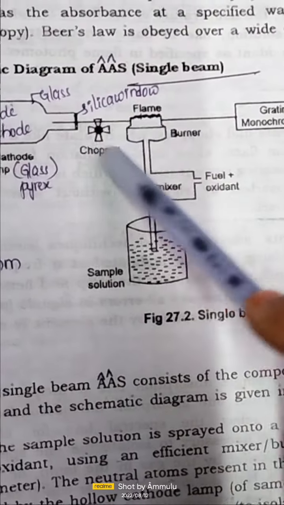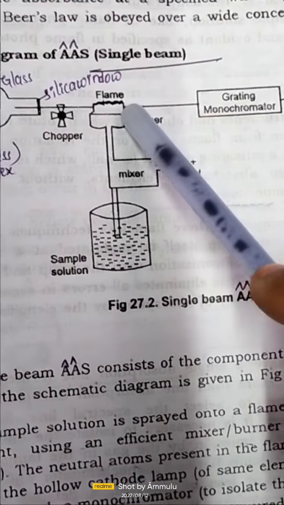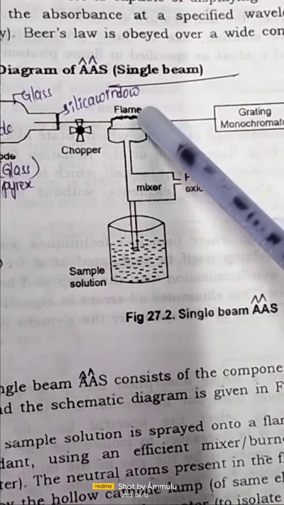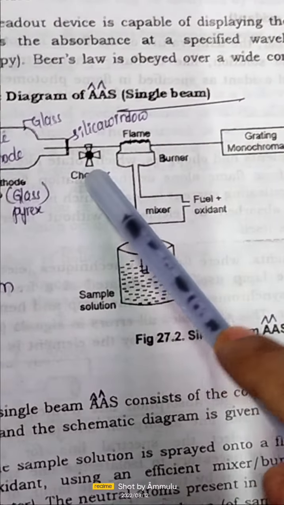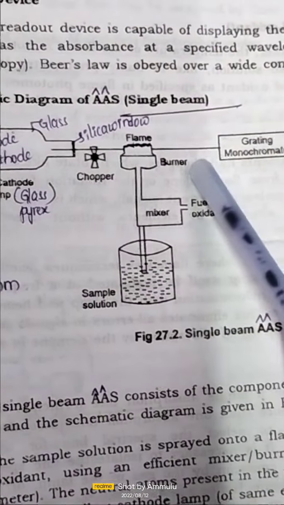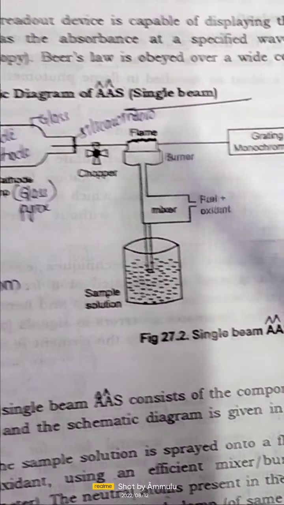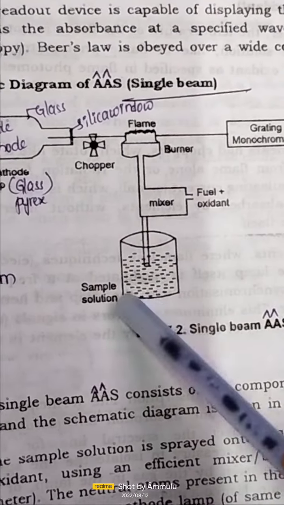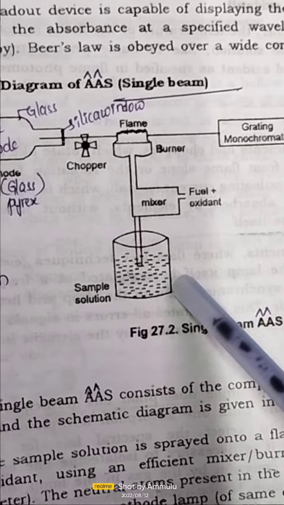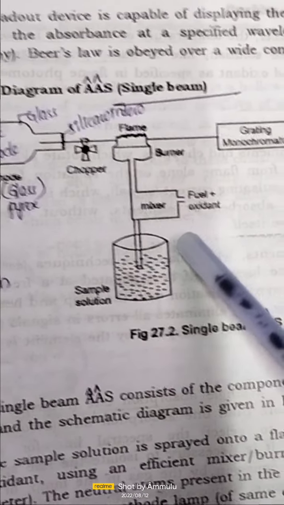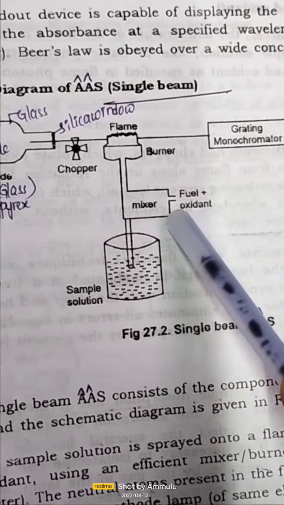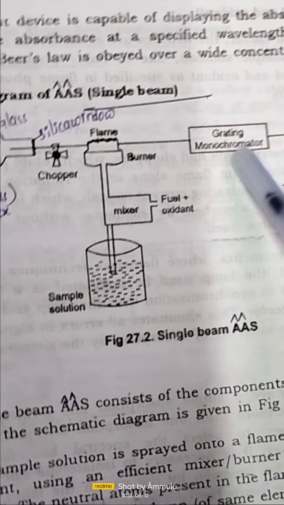The chopper is used to interrupt the light onto the flame. The flame is placed in between the monochromator and chopper. The burner is used to produce the flame, and the sample solution is placed beneath the burner, and the mixer is there, and then the grating monochromator.